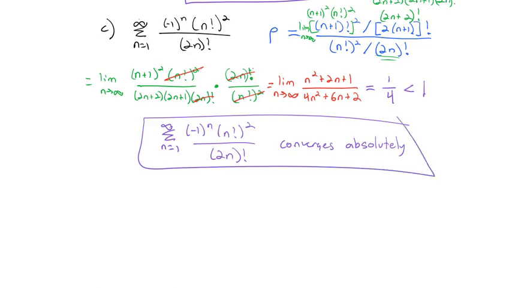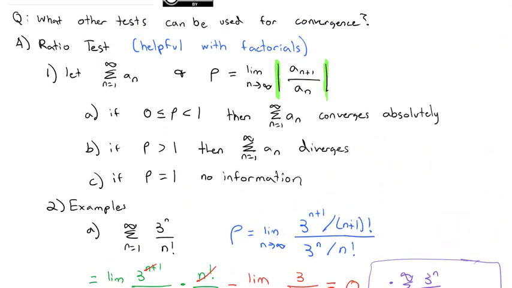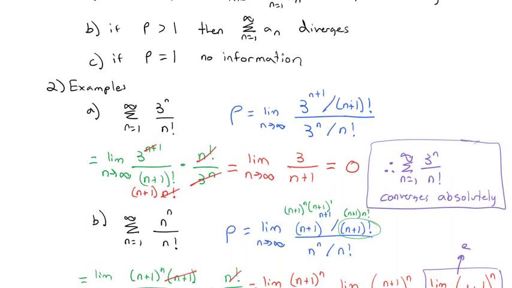So that is the ratio test. Really helpful with factorials because it allows us generally to reduce out the factorials by just breaking up maybe the n plus 1 from the n factorial. Maybe we have to do a couple terms. And then if our rho is less than 1, it converges absolutely. If it's greater than 1, it diverges, and we hope it doesn't equal 1 because then we have no information and we need another test.